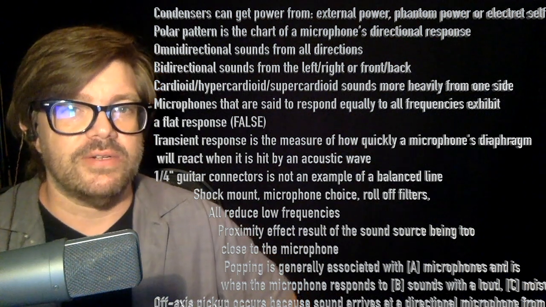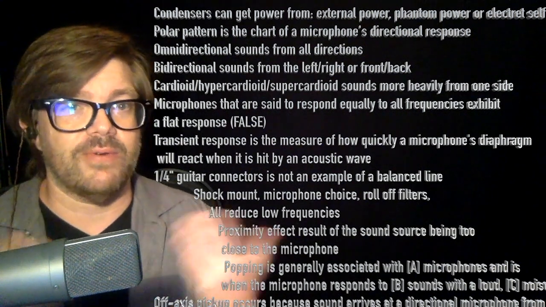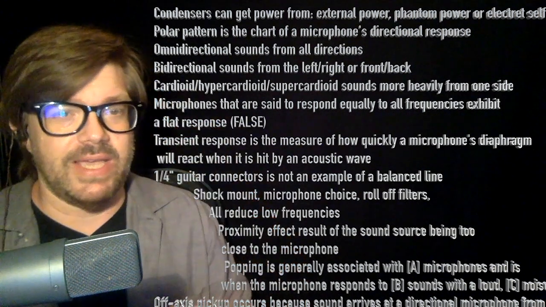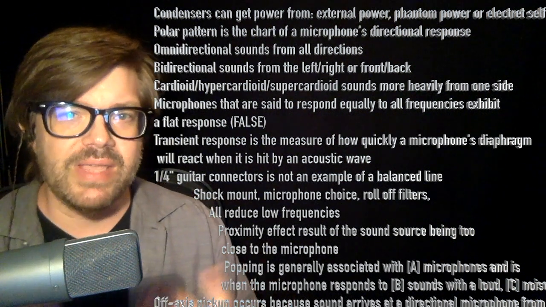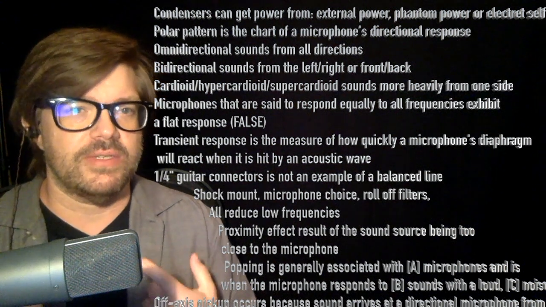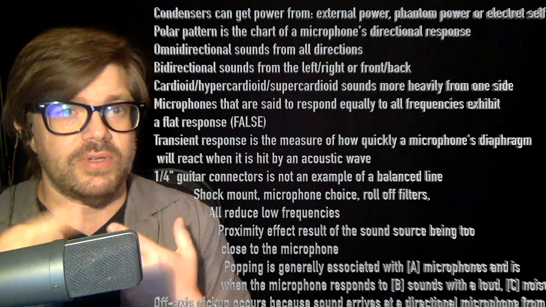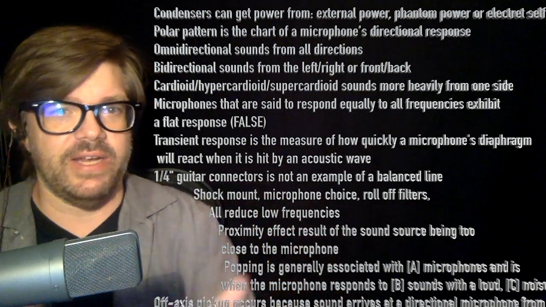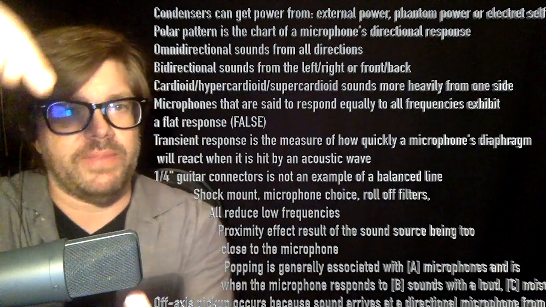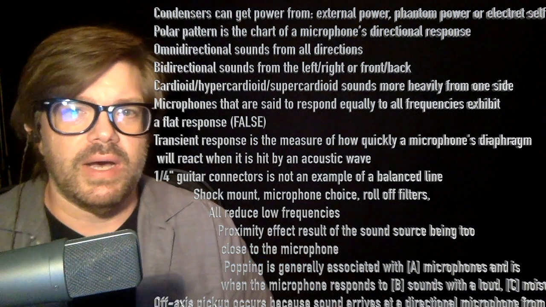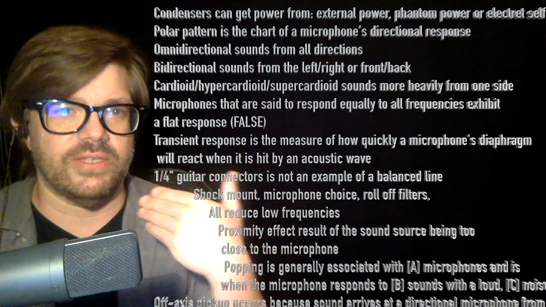Omnidirectional means it would pick up equally from all sides, right? Had I turned around backwards, it would have sounded the same all the way through, pointing up to the ceiling, pointing at you. Bidirectional means it's picking up from two sides but not the other two sides. So from the back and from the front it would be picking up, but not so much from the top and the bottom. Cardioid, like I said, picks up from one side and not so much from the other.